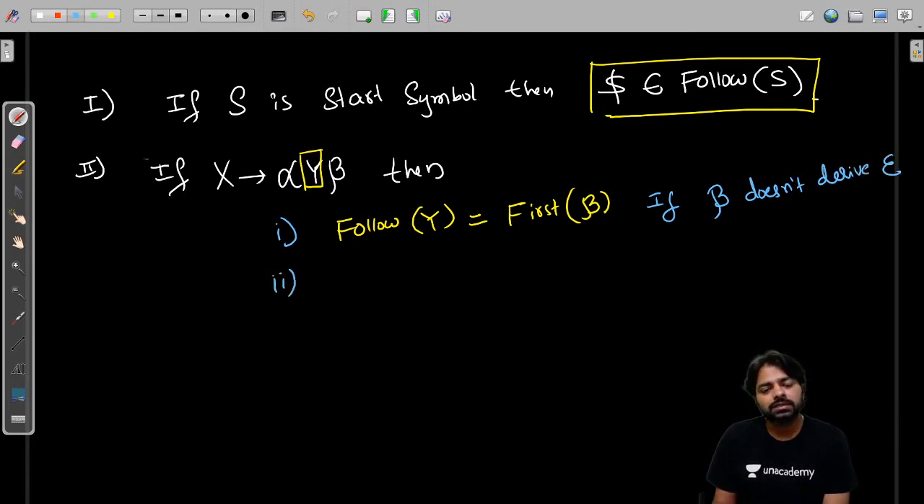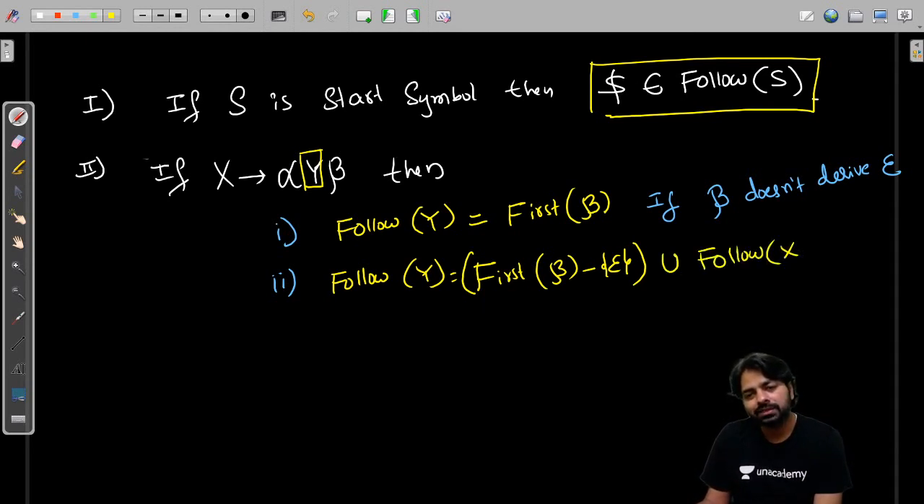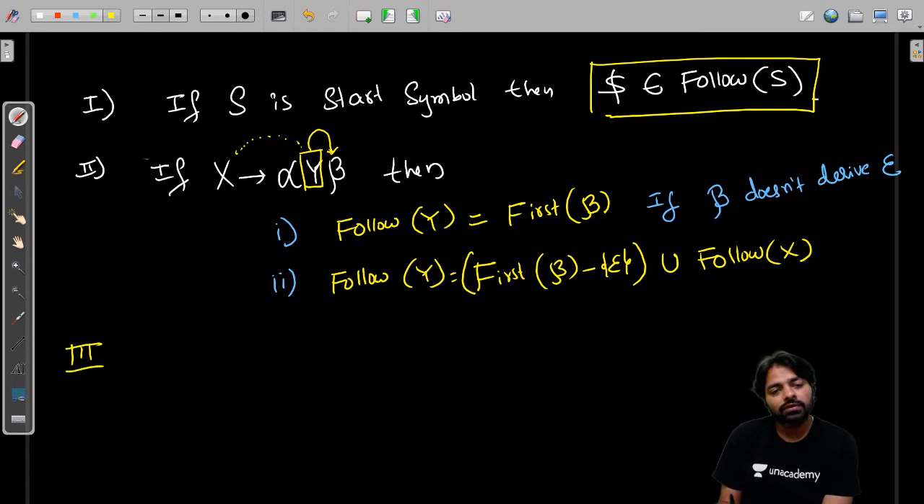In case beta derives epsilon, follow of y is first of beta, any production, any length doesn't matter, from that delete epsilon, union follow of X. That means this can depend on this one. If beta also derives epsilon, then it can depend on X too sometimes. So to understand this rule, we require something else.